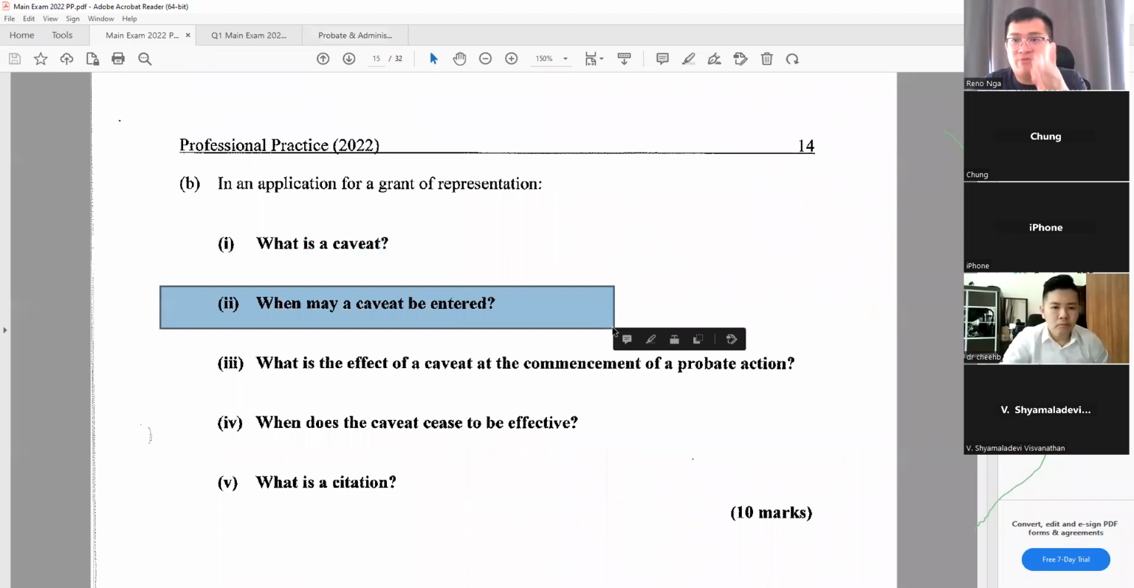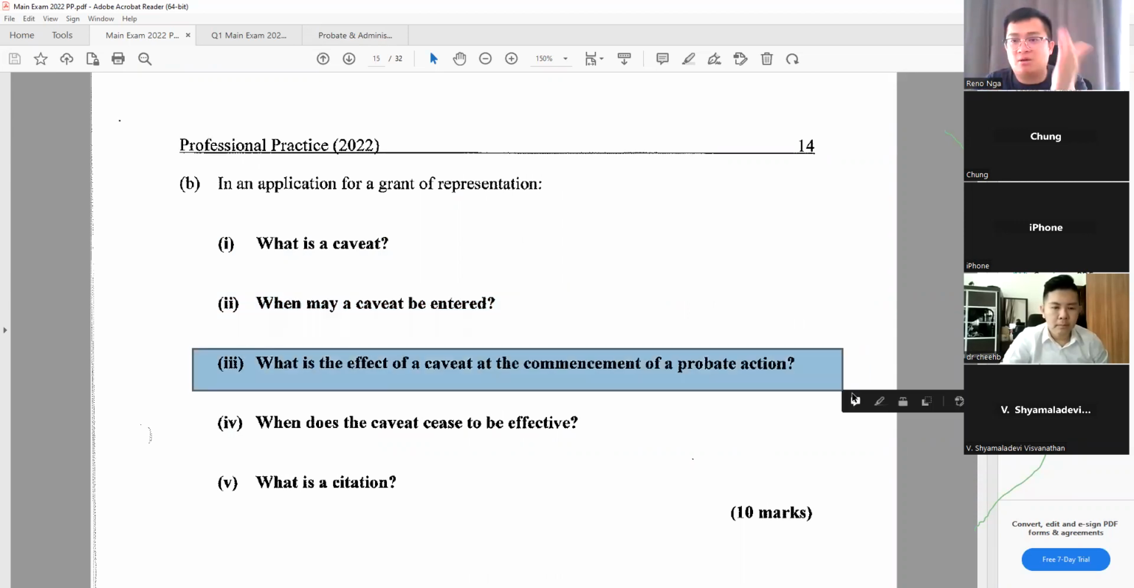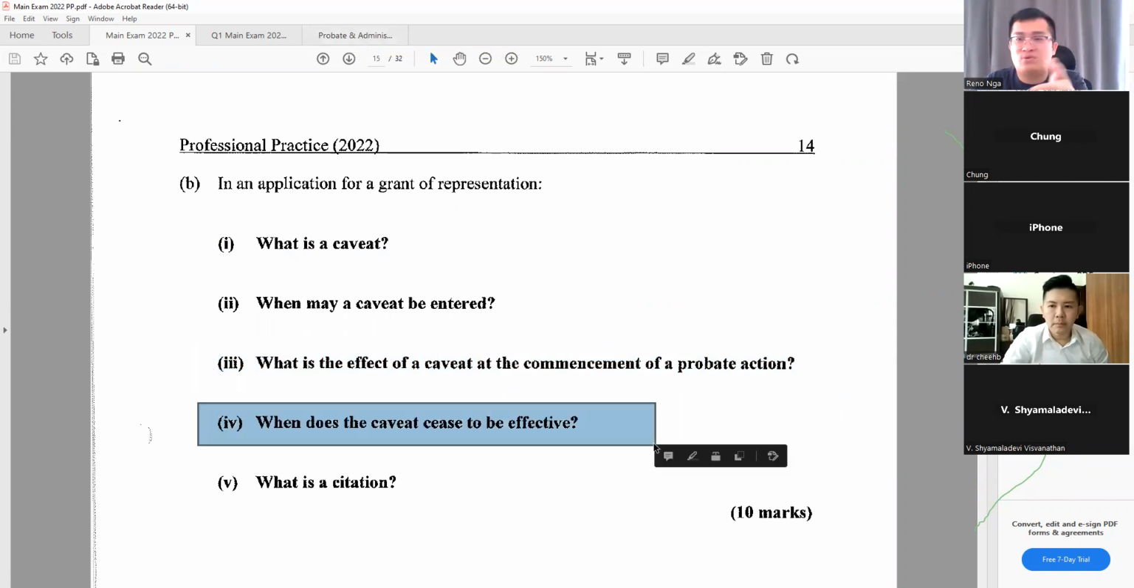Then, when may the caveat be entered? Actually, anytime before the grant, which means if the court has already made the grant or made the LA, then if you only enter now, the time is too late already. So you must enter before the court makes the order. What is the effect? Like I mentioned just now, it blocks the people from getting the probate or LA. Okay. So when does the caveat cease to have effect? It's when you apply for removal.